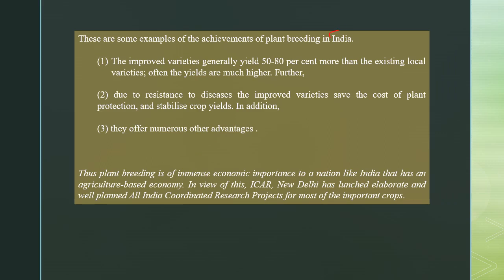If we see in India, many of the cases are developed outside India. But in some cases in India, the improved varieties are generally about 15 to 80% of the existing local varieties, and these often yield much higher than the local varieties. Due to resistance to disease, the improved varieties save the cost of plant protection, stabilize the crop yields, and in addition, they offer numerous other advantages, which we have discussed so far in our video. And these are all Indian achievements.